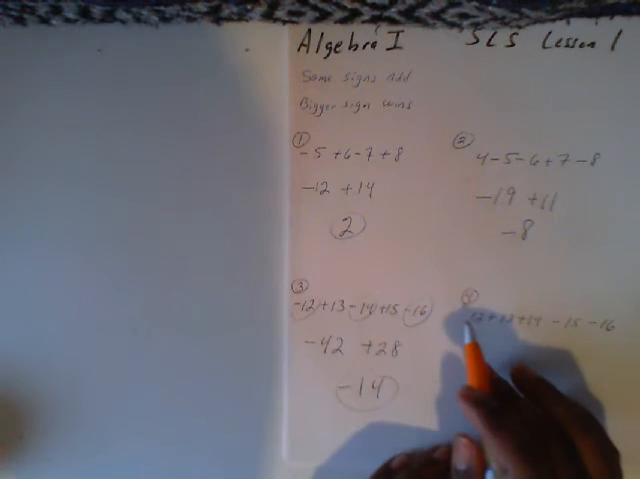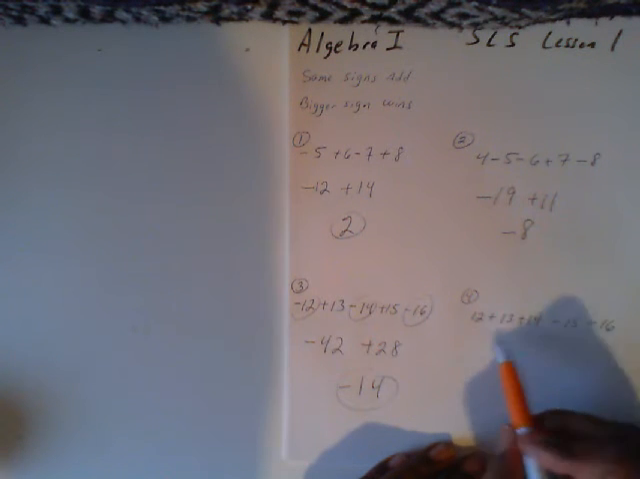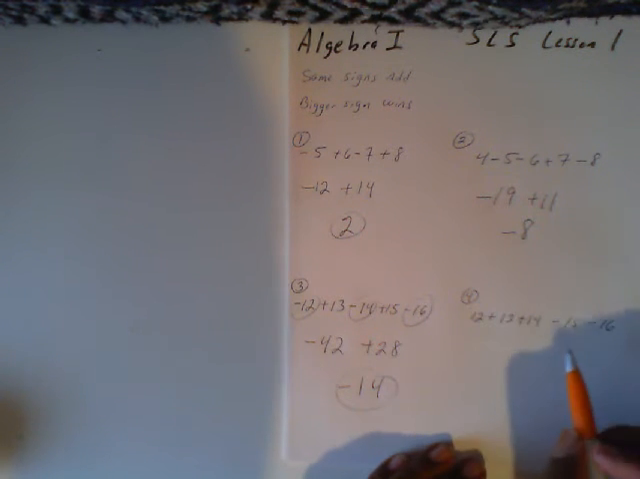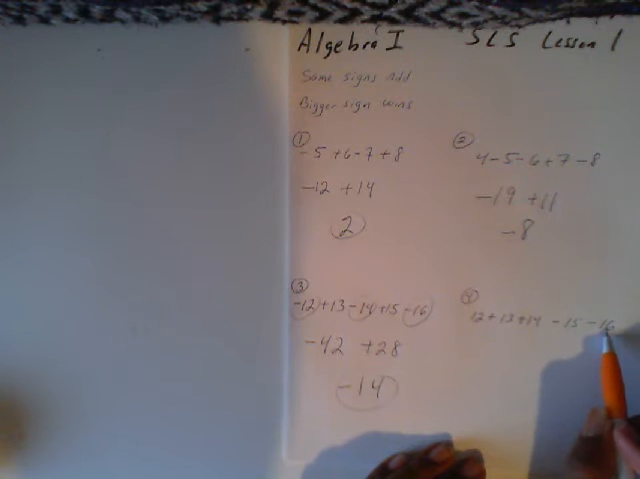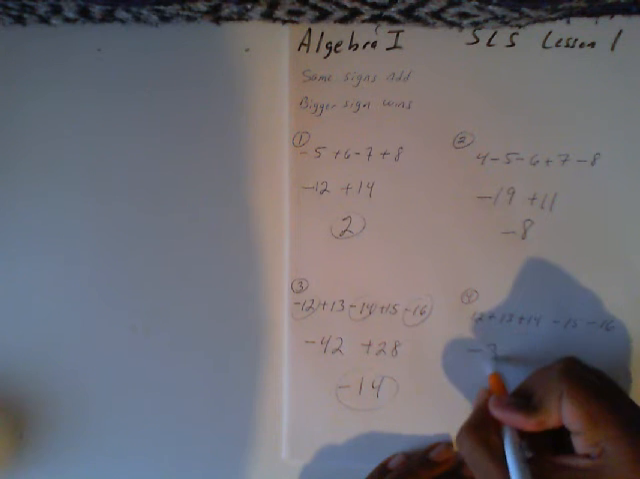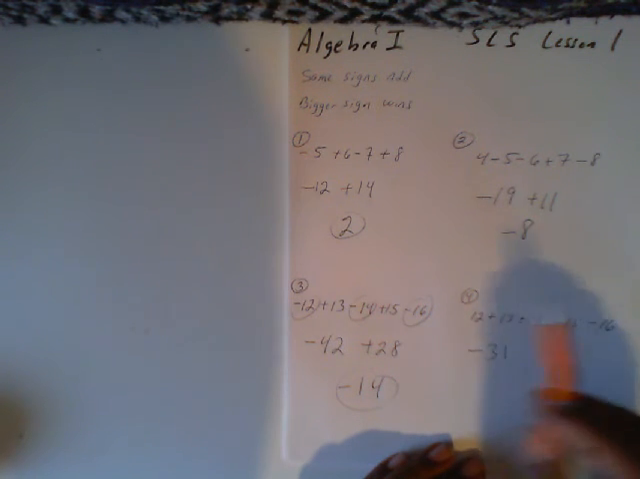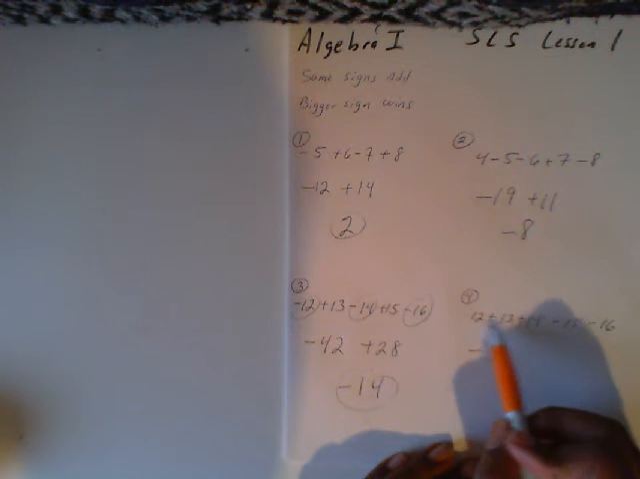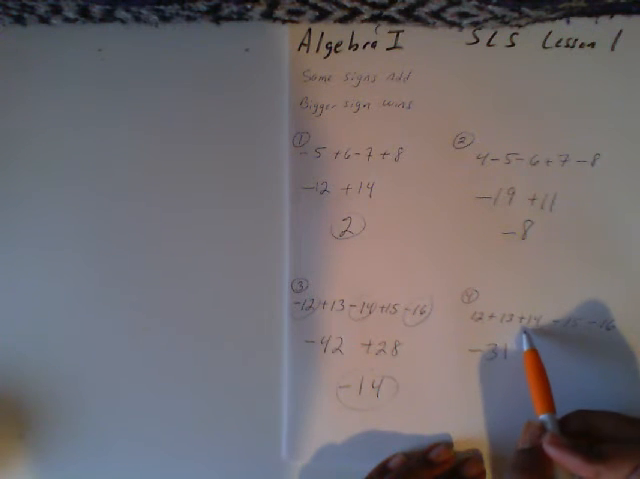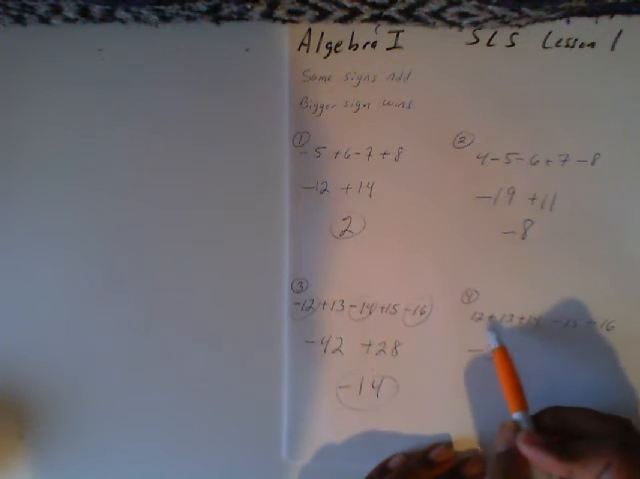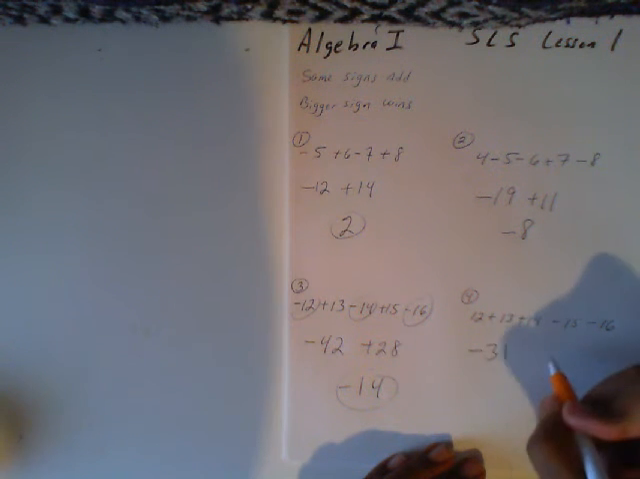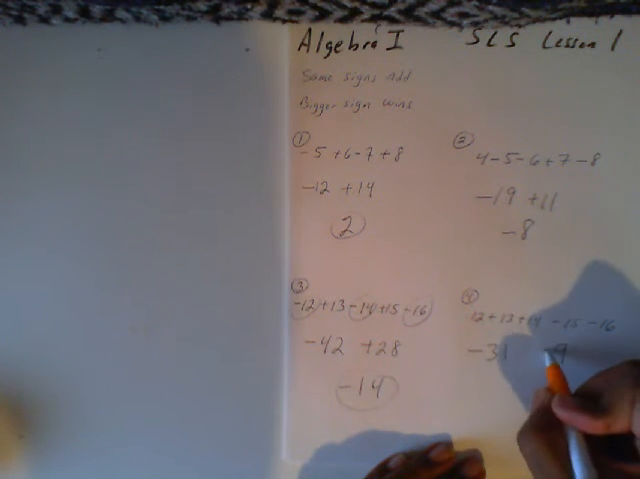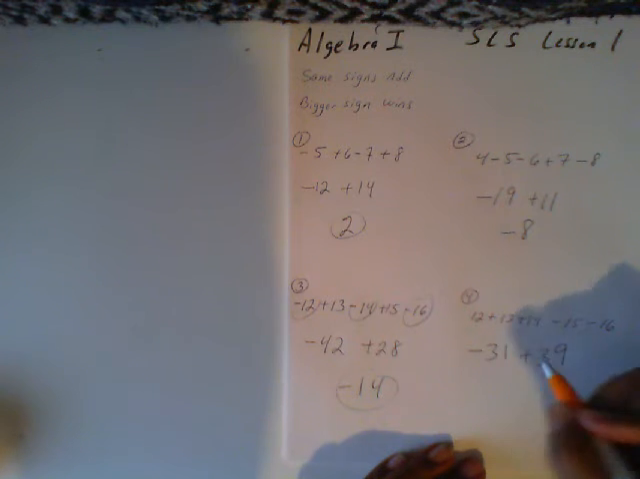Okay. Number 14. First, let's put all our negatives together. We'll add those. We have a -15 and -16. Those will add together and give me a -31. Then we'll find all our positives, which are the same signs. We'll add those. Which is 12, 13, and 14. When I add those, we'll get 39. Okay, and those are all positives.